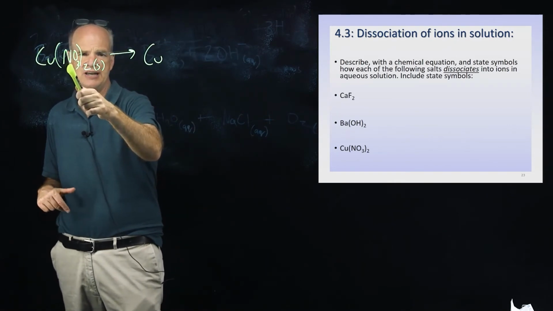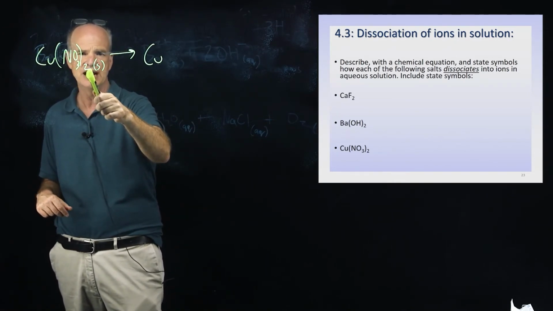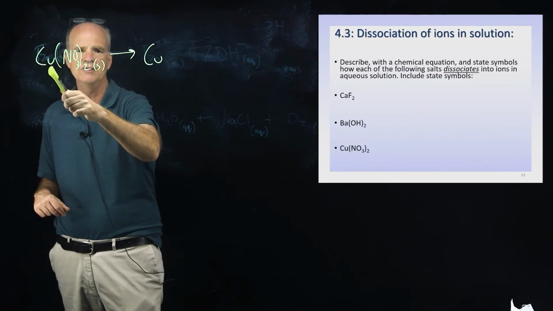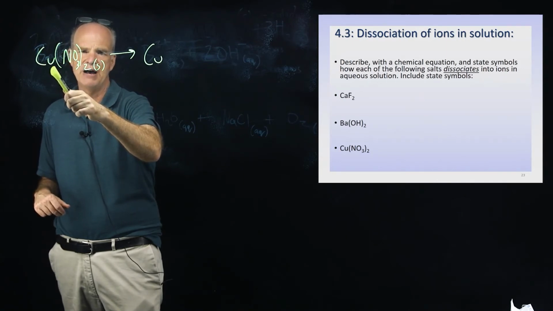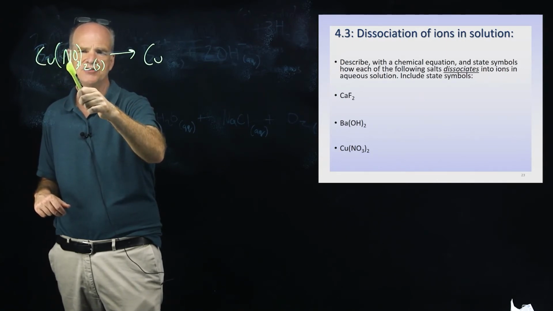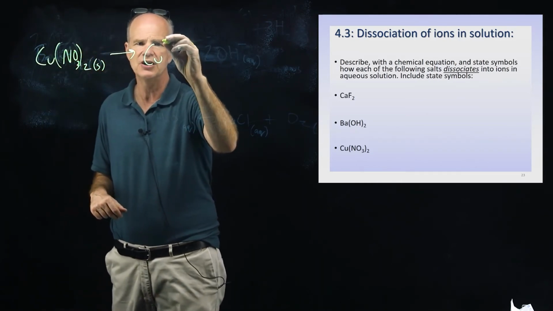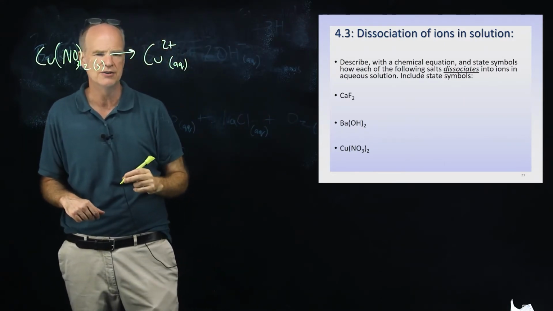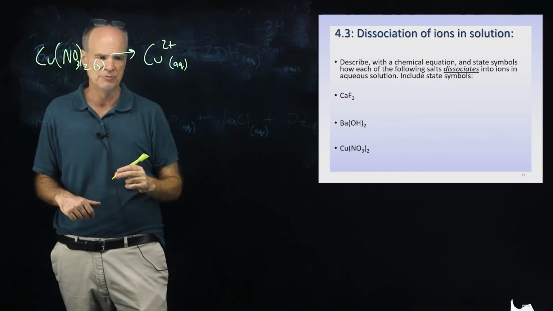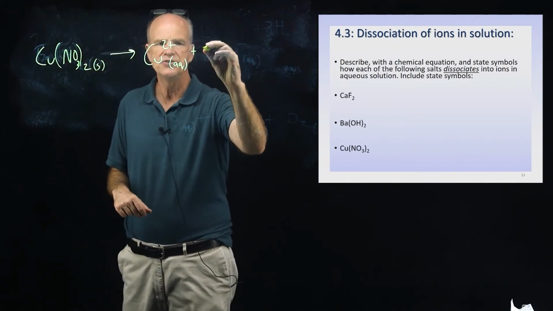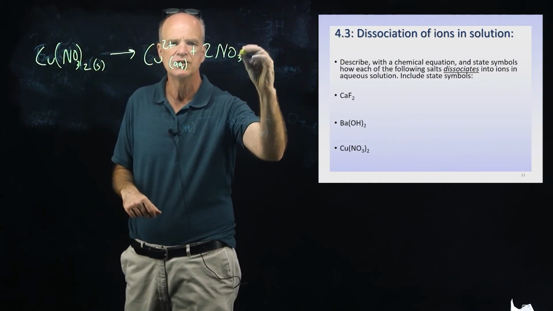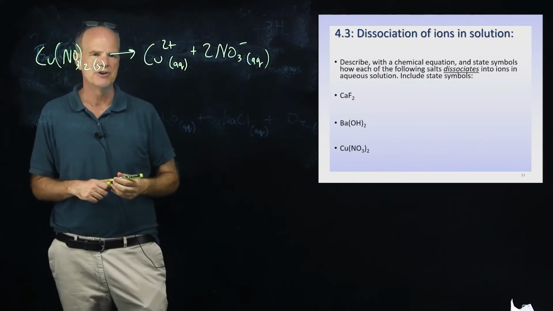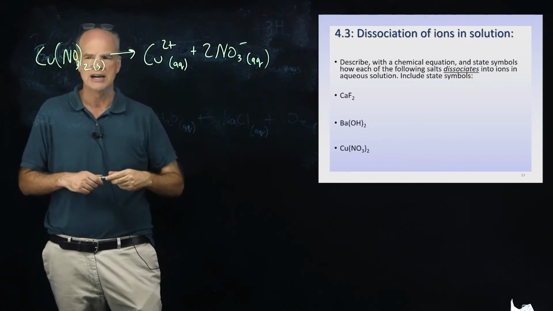Each nitrate has a single negative charge. We have two nitrates, so we have a total of -2 charge here. We have one copper ion in this formula. So to balance the -2 charges contributed by nitrate, copper must be +2. So it's copper 2+. And again, when it dissociates, it'll be surrounded by water, so we indicate that with a state symbol of aq. Then we write out two nitrate ions like this. That should be a good equation for the dissociation of copper nitrate in water into copper and nitrate ions.